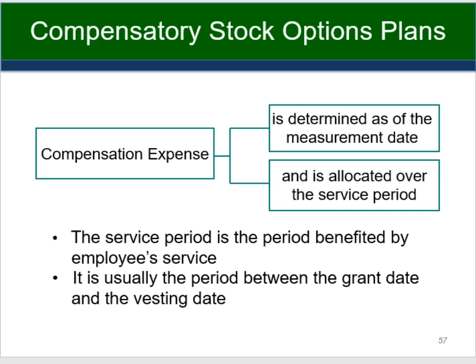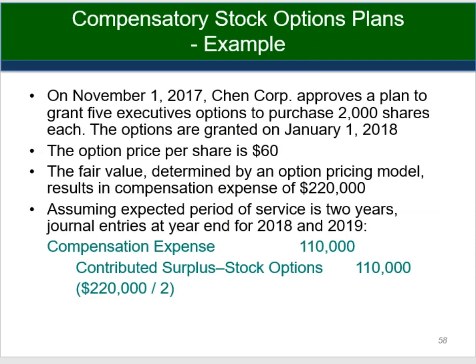Compensation expense is determined as of the measurement date, so each relevant balance sheet date, for example, would be a measurement date, and it's allocated over the service period. The service period is the period benefited by the employee's service, which is being compensated with the CSOP, and it's usually the period between the grant date and the vesting date.